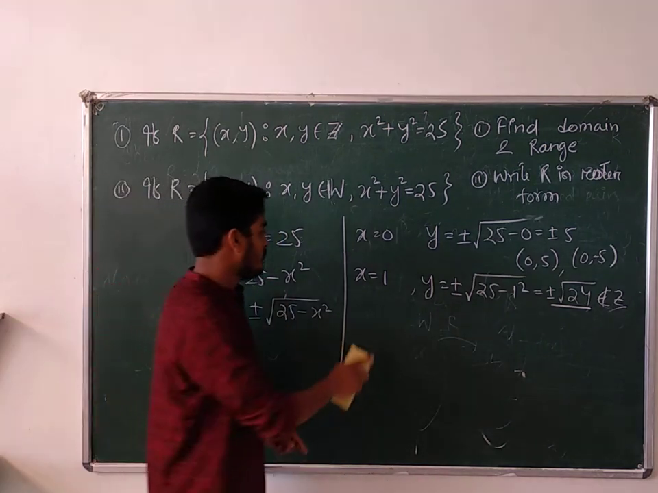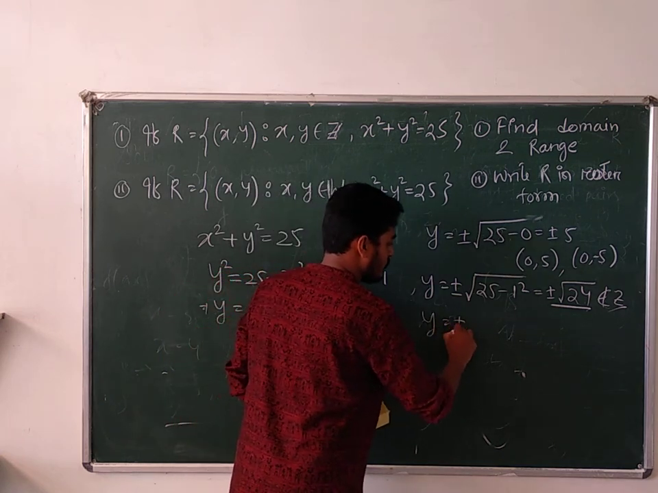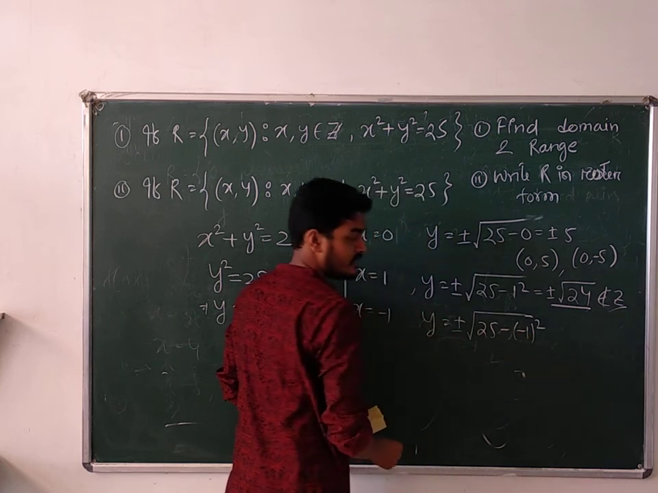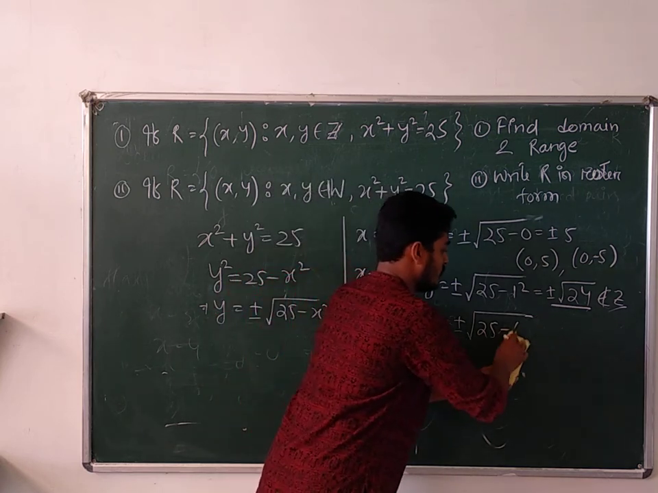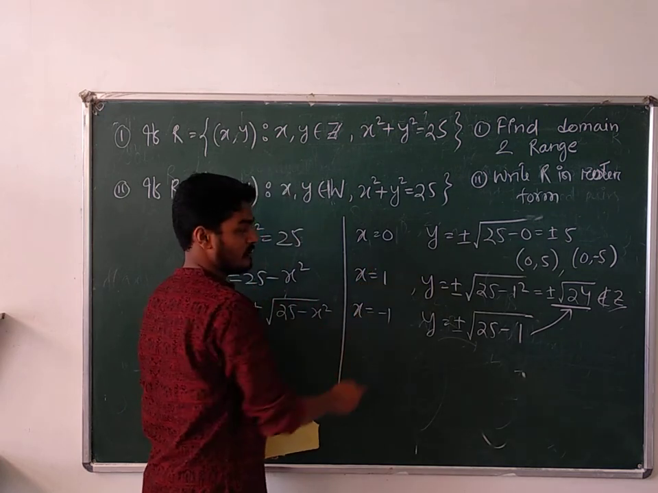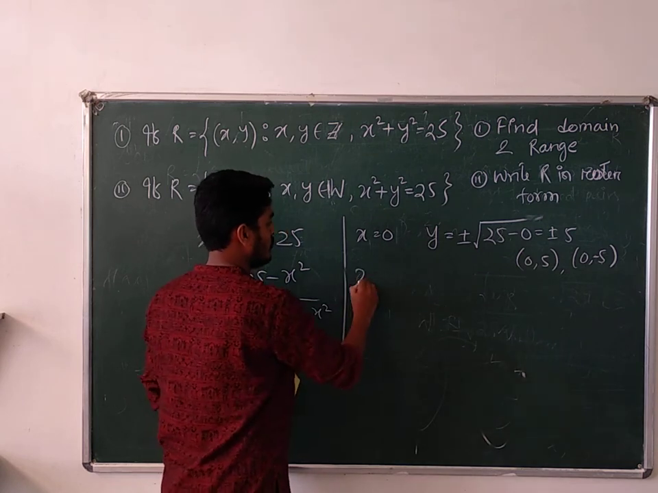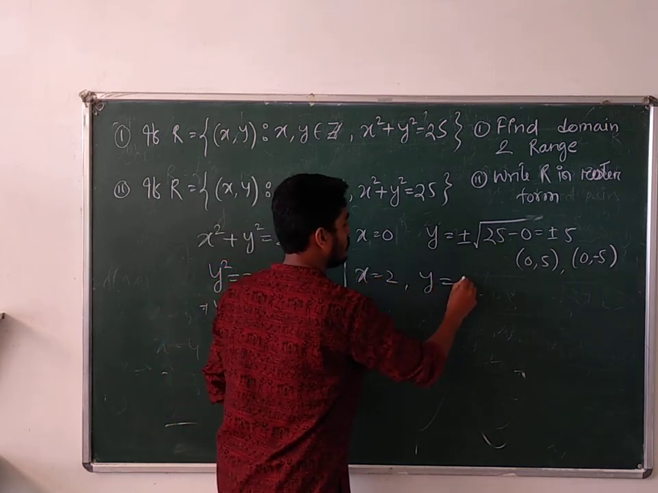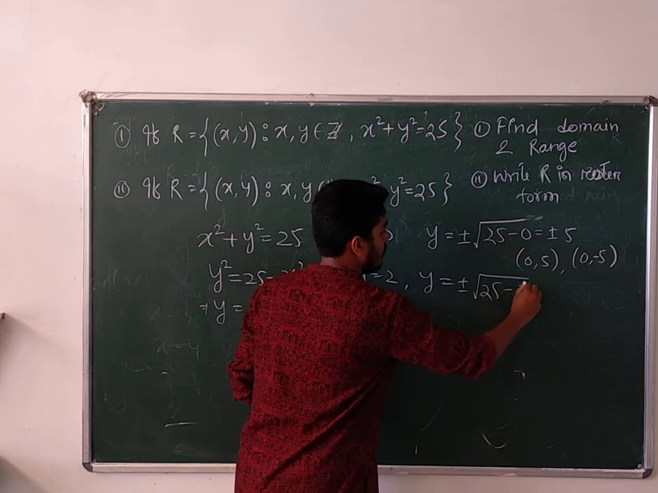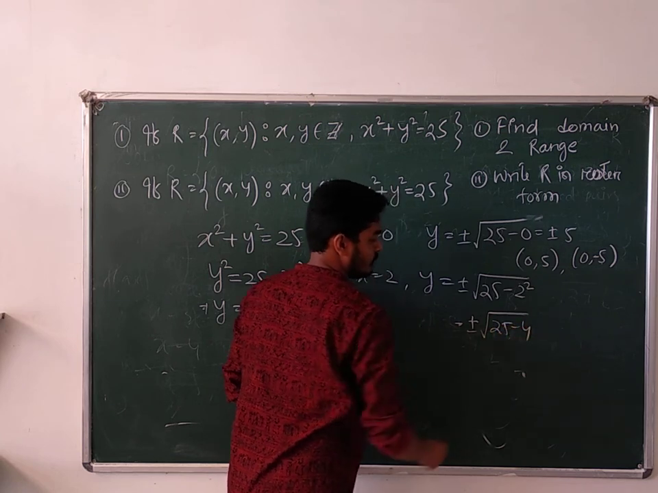Okay? Similarly, can we consider x is equal to minus 1? In the same procedure, it will be 25 minus minus 1 whole square. Again, same procedure, minus 1 whole square means plus 1. So that means we will not consider x is equal to 1 and x is equal to minus 1. Can we consider x is equal to 2? For x is equal to 2, y is equal to what? Plus minus square root of 25 minus 2 square, means 4. Plus minus square root of 25 minus 4. What is the answer?